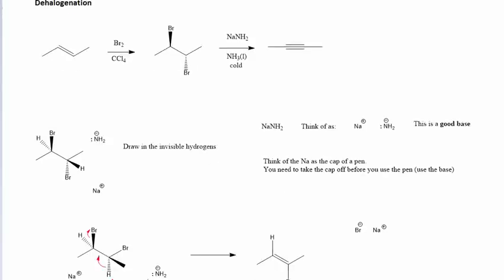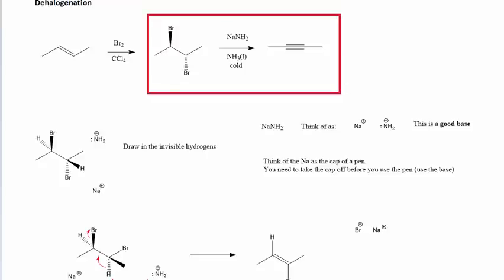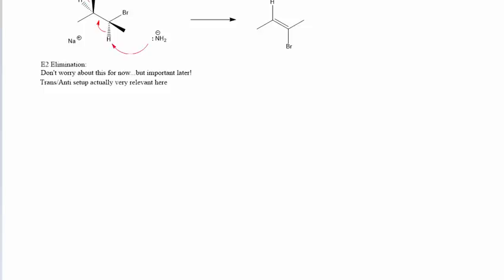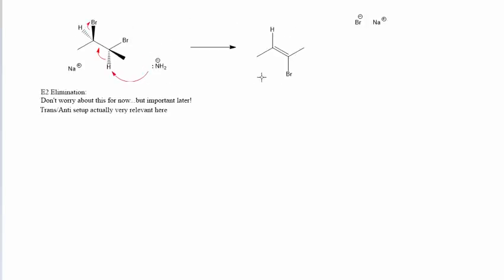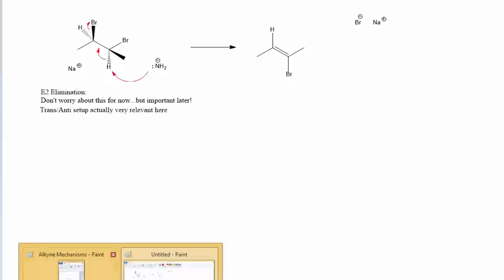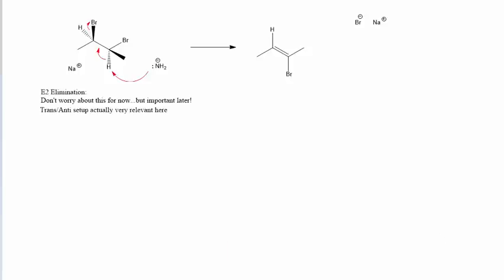Well, remember, we're trying to go from the dialkyl halide, which looks like this, to the alkyne. And so far we're only at alkene. So you might be thinking, all right, how do we go from this species to the alkyne? Well, you essentially just do the same thing once again.